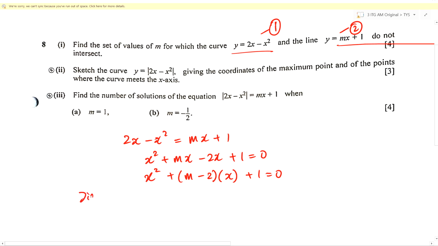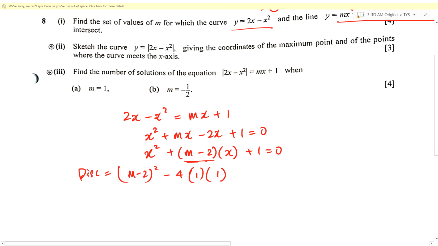Discriminant, b squared minus 4ac. We are going to give it a range of values based on the fact that they do not intersect. Since they do not intersect, the discriminant is less than 0. Can I put the less than 0 in at the end? Yes, you can put it at the end. That means you want to try and simplify this first. Yeah, that's good.